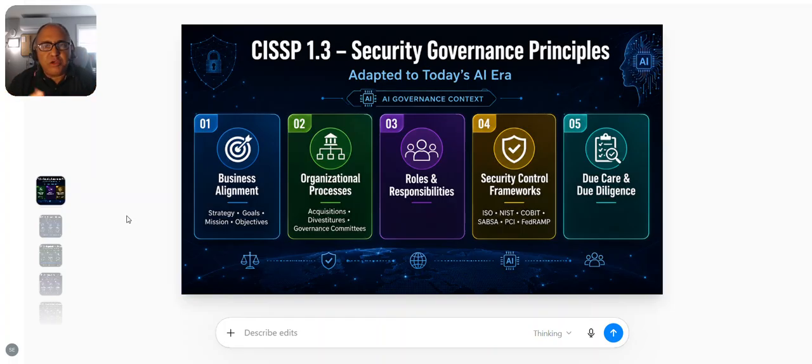But anyway, continuing with the preparation for the new CISSP adapted to today's AI era, here is Objective 1.3, Security Governance Principles. Hello, I am CEO Rodriguez. We are going to be covering five topics in this objective: business alignment, organizational processes, roles and responsibility, security frameworks, and due care and due diligence. Those are the five we're going to be covering here.